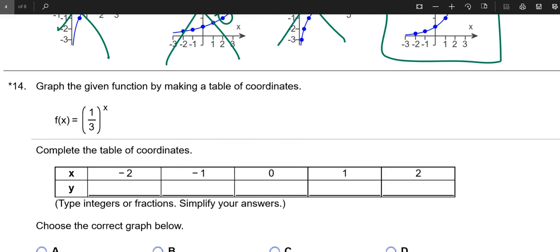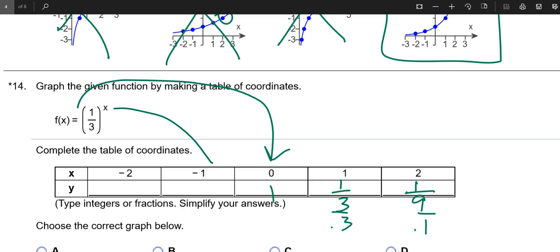Question 14. Make your next table. What's the y-intercept? 1. If I plug in a 1, I get 1/3. But if I plug in a 2, what do I get? 1/9. As decimals, they are 0.3 repeating and 0.1 repeating if you need decimals.